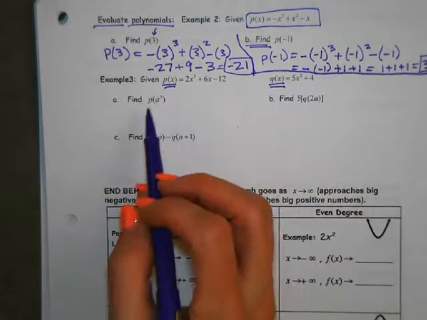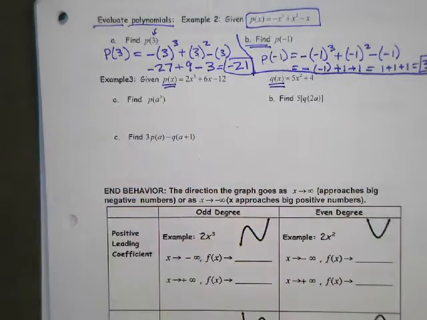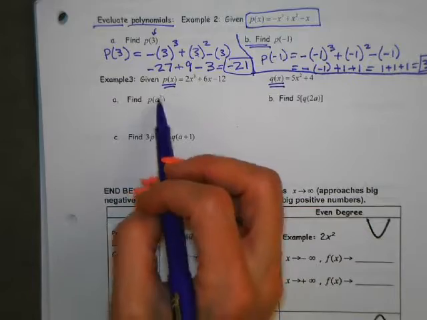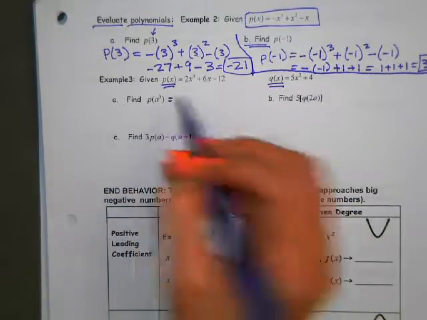Okay, so when this says find p of a cubed, you do the same thing, but you're using a variable instead of a number. Okay, so when you do that, you're not going to get an answer, like a number. You're going to get a new function. Okay? So I have p of a cubed. So take the a cubed and you plug it in here. So let's look at this.